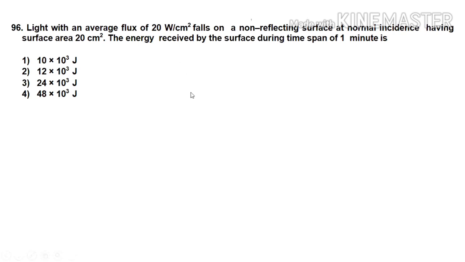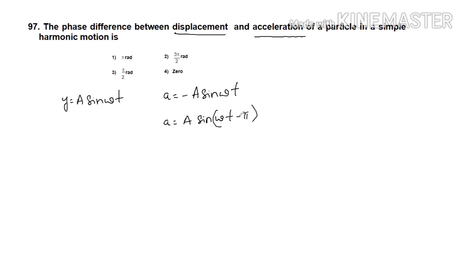So we'll go to the next question. The phase difference between the displacement and the acceleration of a particle in simple harmonic motion. Displacement as well as acceleration. So displacement we know, y is equal to a sin omega t, and acceleration is minus a sin omega t. So we can rewrite by taking this minus inside, a sin(omega t minus pi). So here the phase difference between these two will be pi. So option 1, pi radians.